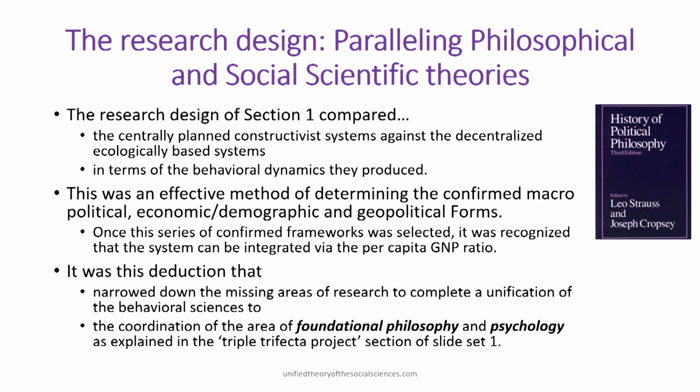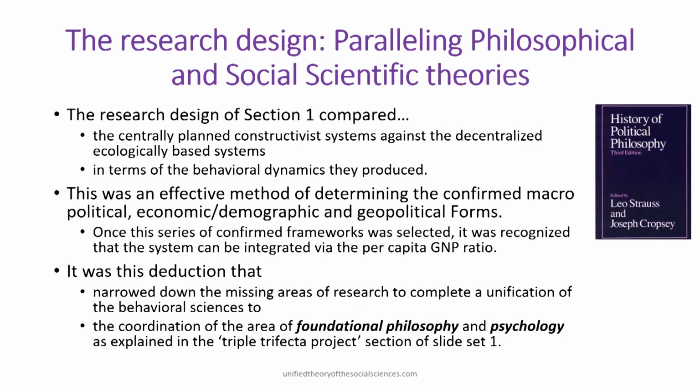The research design of Section 1 compared the centrally planned constructivist systems against the decentralized ecologically based systems in terms of the behavioral dynamics they produced. This is an effective means of determining the confirmed macro political, economic over demographic, and geopolitical forms. Once a series of confirmed frameworks was selected, it was recognized that the system can be integrated via the per capita GNP ratio.